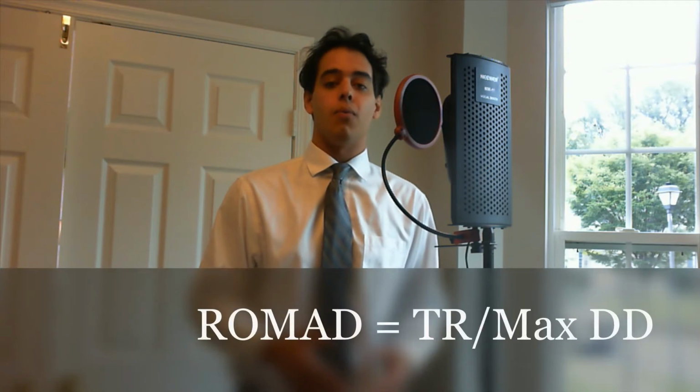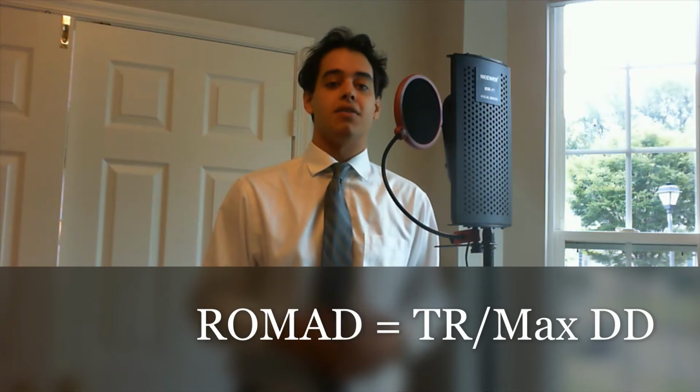So at number 4, we have ROMAD. That is return over maximum drawdown, or total return divided by maximum drawdown. This is the one that we had referenced in the beginning of the video. You would use this only to assess a portfolio against another. Never use this for your strategy.